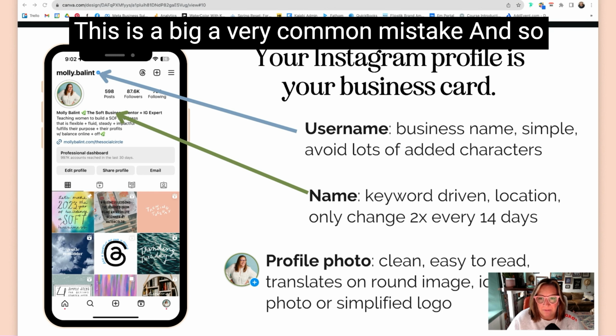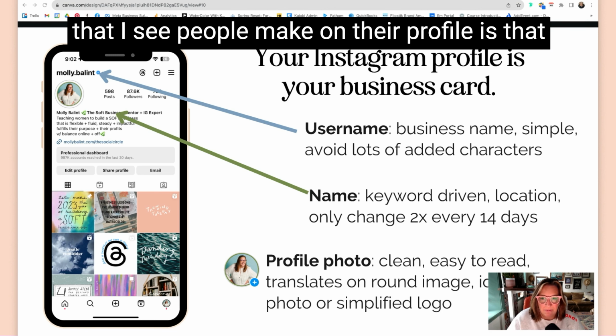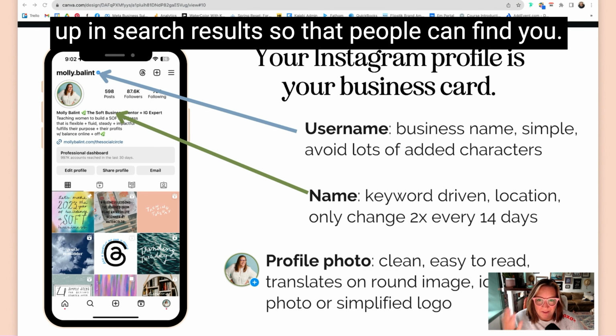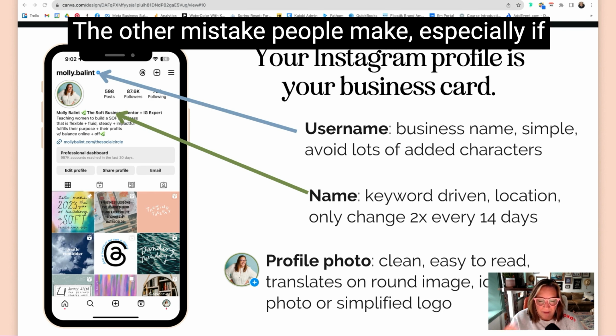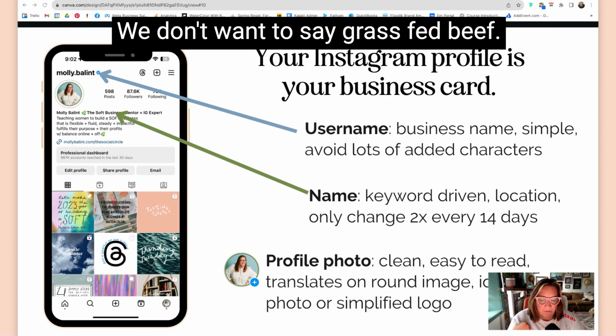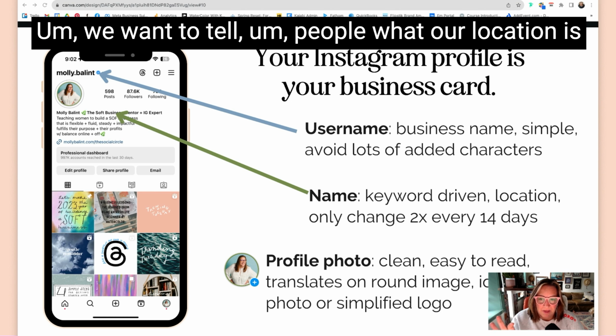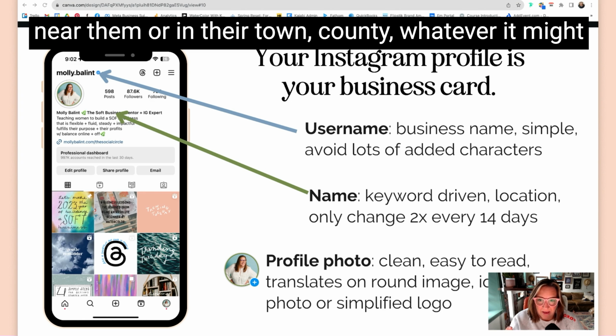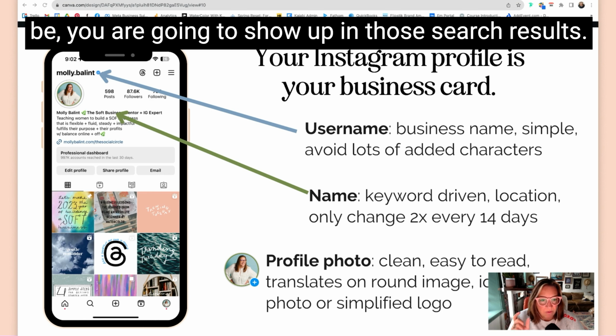This is a very common mistake that I see people make on their profile, that they're missing out on this opportunity to show up in search results so that people can find you. The other mistake people make, especially if they're a local business, is they don't put the location. We don't want to say flower farmer. We don't want to say grass-fed beef. We want to tell people what our location is, so that when people are searching for something near them, or in their town, county, whatever it might be, you are going to show up in those search results.